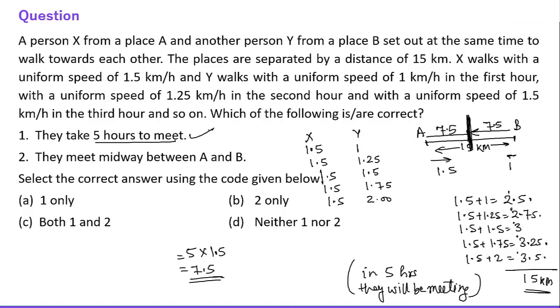Yeah, it is very correct. They meet midway between, it is also correct, right? So both these statements are correct. So C option is the right choice. The meeting will be taking place in 5 hours and they will be meeting exactly midway between A and B. All right, everyone, fine. Now let's move to the other one.